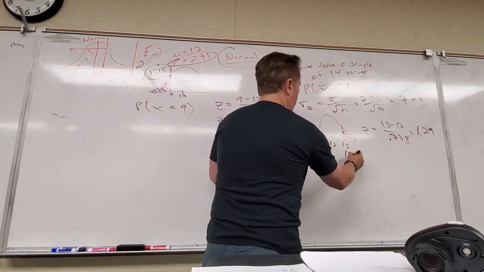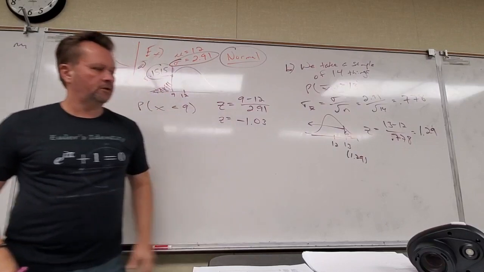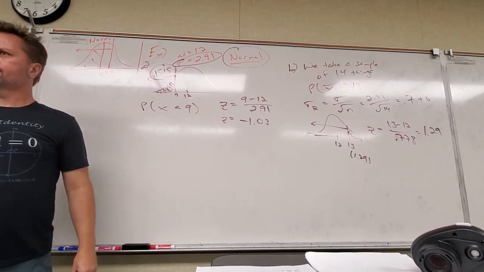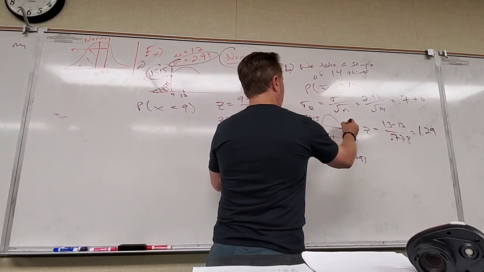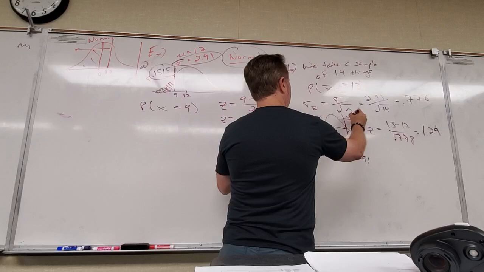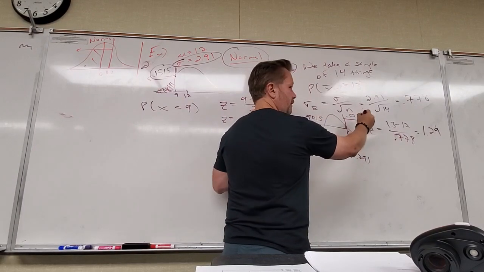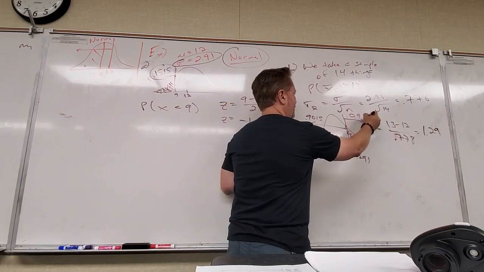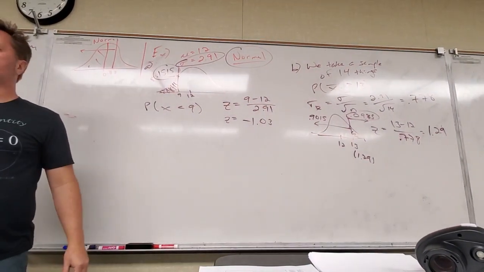So when I look up 1.29, I'm not going to get the answer, right? But what do you get when you look up 1.29? 0.9015. And so the actual answer is 0.0985. So just about a 10% chance.